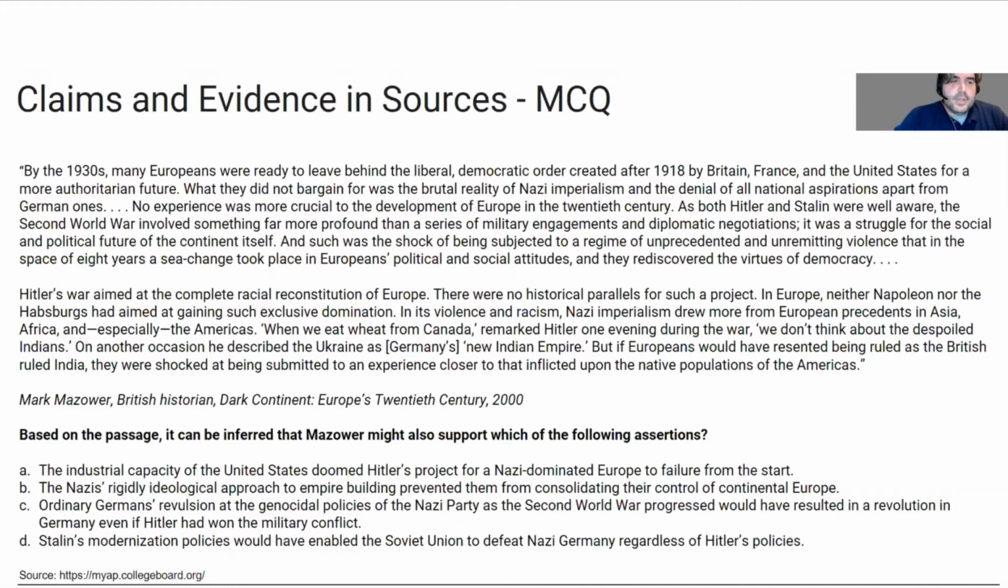It can be inferred that Mazur might also support which of the following assertions. The assertion has to match his assertion in the paragraphs above. A, the industrial capacity of the United States doomed Hitler's project for Nazi-dominated Europe to failure from the start. Or B, the Nazis' rigidly ideological approach to empire building prevented them from consolidating their control of continental Europe. C, ordinary Germans' revulsion at the genocidal policies of the Nazi Party as the Second World War progressed would have resulted in a revolution in Germany even if Hitler had won the military conflict. Or D, Stalin's modernization policies would have enabled the Soviet Union to defeat Nazi Germany regardless of Hitler's policies.